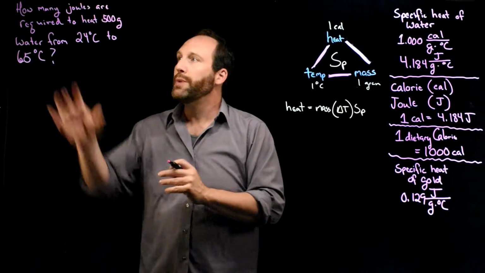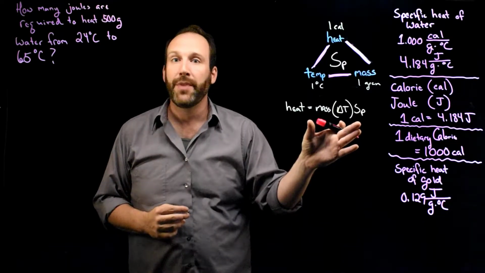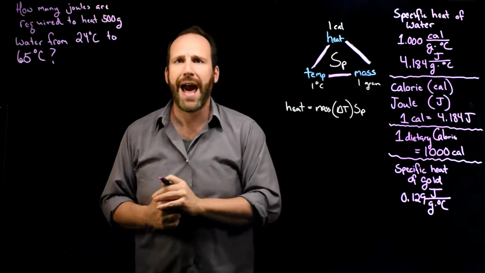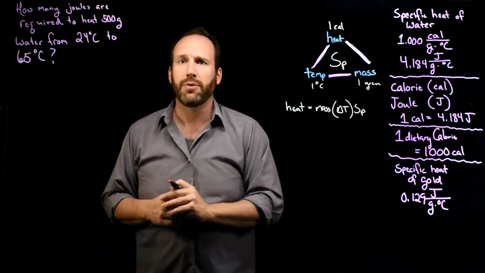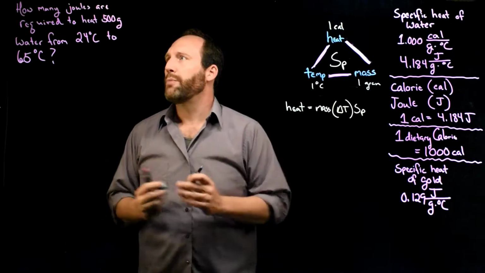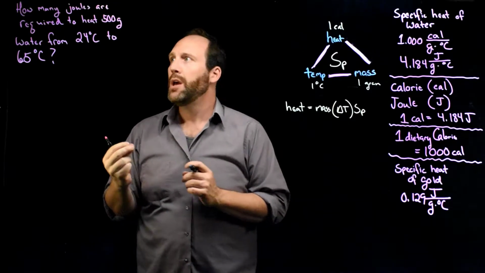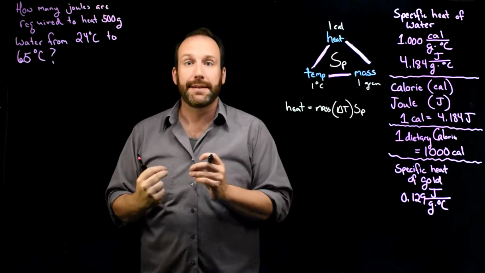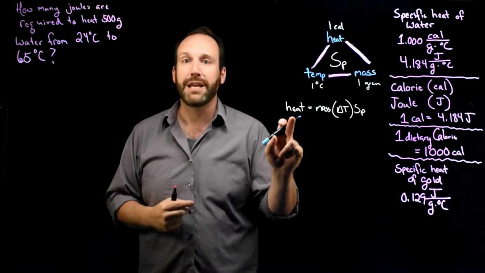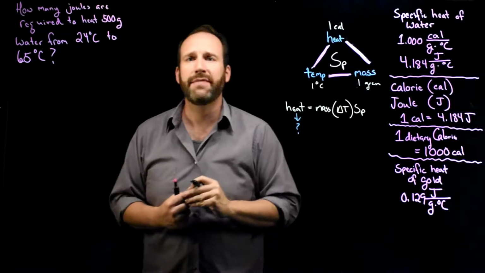Okay, and so in order to solve this problem, I need to use this equation here. And so what I should do is figure out which of these variables I have, and which of these variables am I trying to solve for. So let's think about that. We're asked how many joules, how much heat? So heat is probably the thing that we're looking for. Let's see if that makes sense.